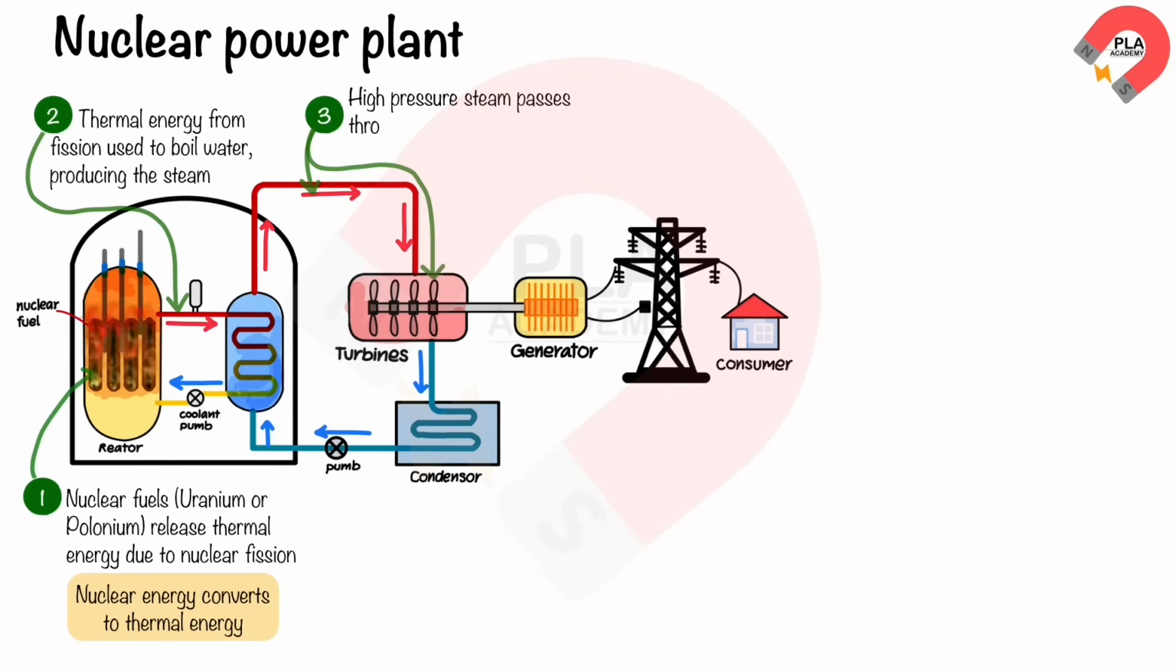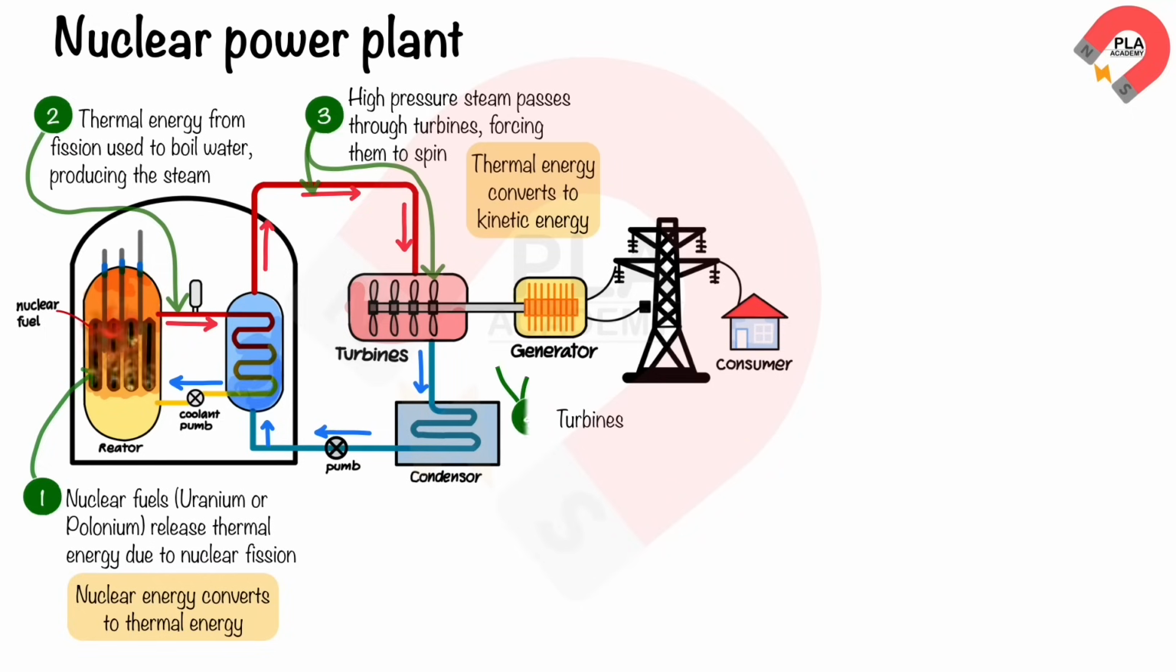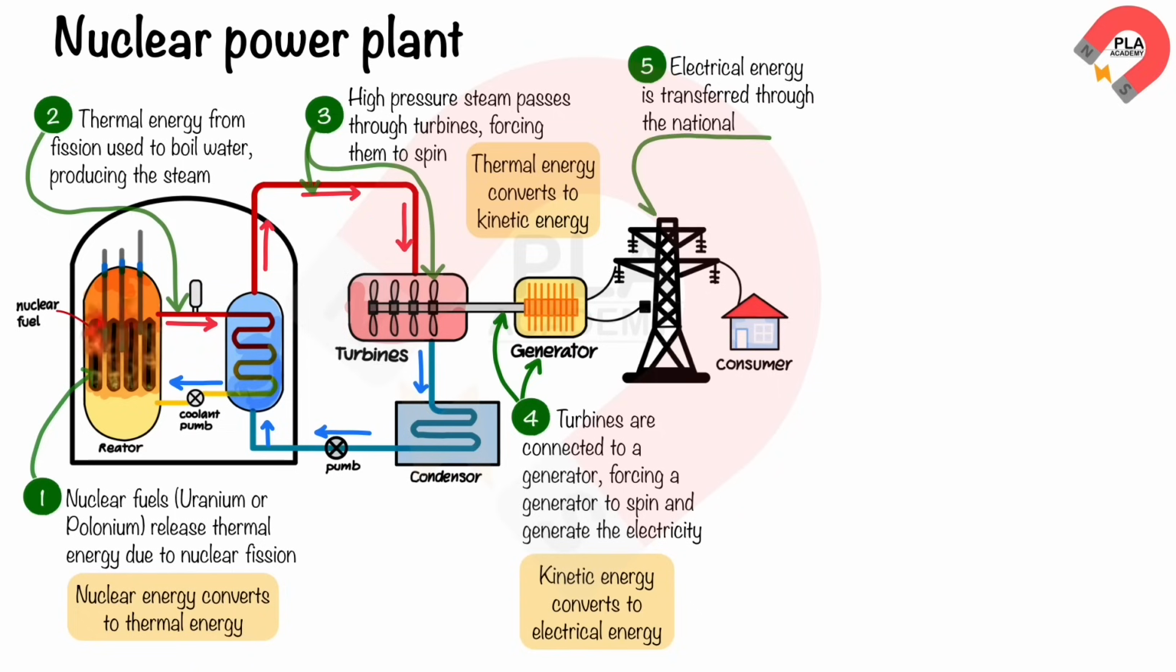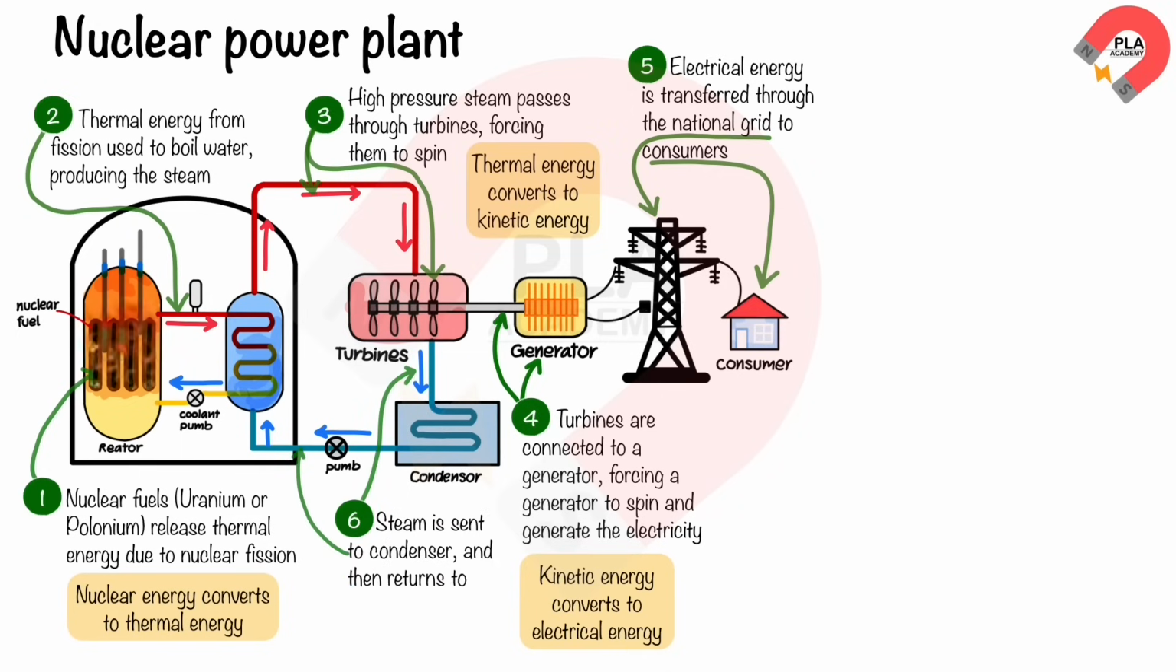The high-pressure steam passes through the turbines and forces them to spin. This converts the thermal energy to kinetic energy, which is stored in the turbines. The turbines are connected to a generator, which causes the generator to spin and produce electrical energy. This converts kinetic energy to electrical energy. This electrical energy is transferred through the national grid to homes or industrial factories. The water steam that passed through the turbines is sent to the cooling condenser and returns to the boiler again.